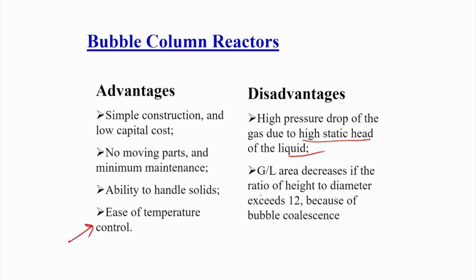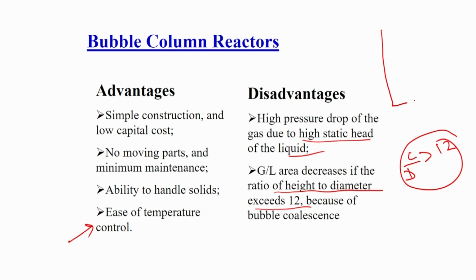The gas-liquid area decreases if the ratio of height to diameter exceeds 12. So if you are operating at an L by D ratio of more than 12, then the gas-to-liquid area decreases. That is another disadvantage, and because of this decreased gas-liquid area, the bubbles start coalescing. If your height is very high, you are sparging the bubbles from the bottom. Suppose this is your column.